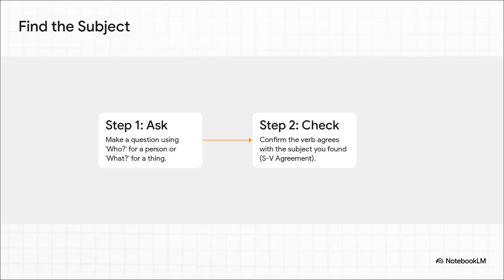So, how do you spot the star of the show? It's actually really easy. There's a simple two-step trick. First, you find the verb, the action word, and you ask who or what right before it. Then, just to be sure, you double-check that the verb actually matches up with your answer.